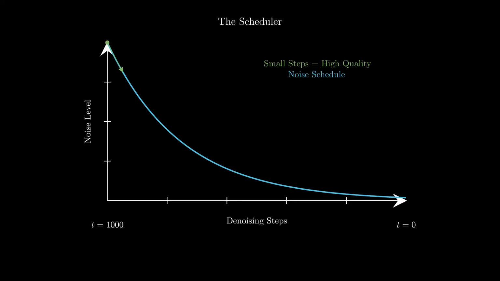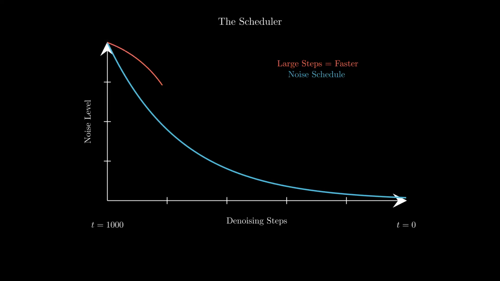Ideally, we want to move down this curve very carefully. We take a small step, subtract a tiny bit of noise, recalculate, and take another small step. This creates a very high-quality output because the model never makes a drastic, uneducated guess. It's like sculpting a statue by sanding it down grain by grain. But there is a catch. This approach requires calculating the neural network hundreds or thousands of times. It is incredibly slow. So, modern schedulers use clever mathematics to take shortcuts.